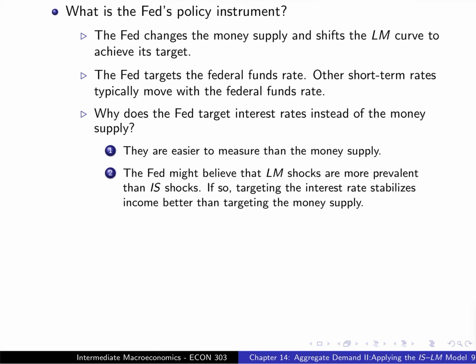Why does the Fed target interest rates instead of the money supply? 1. Interest rates are easier to observe and measure than the money supply. 2. The Fed may believe that LM shocks, money demand, or money supply shifts are more common than IS shocks, demand side disturbances. If that is the case, targeting interest rates helps stabilize income more effectively than targeting the money supply.